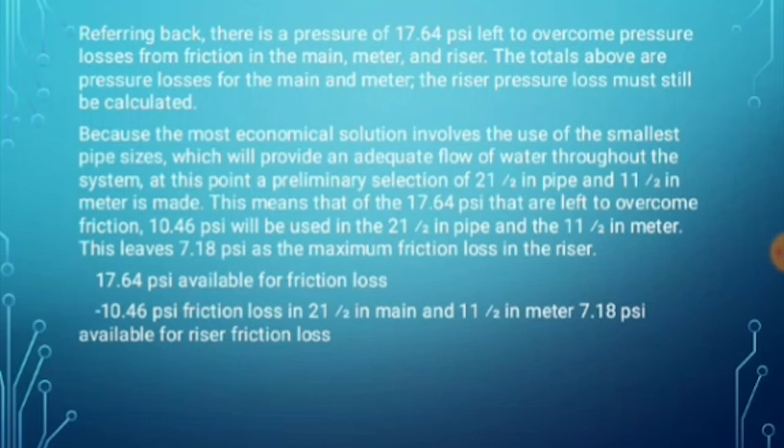Because the most economical solution involves the use of the smallest pipe size which provides an adequate flow of water throughout the system, at this point a preliminary selection of 2½ inch pipe and 1½ inch meter is made. This means that of the 17.64 psi left to overcome the friction, 10.46 psi will be used in the 2½ inch pipe and 1½ inch meter. This leaves 7.18 psi as the maximum friction loss in the riser.